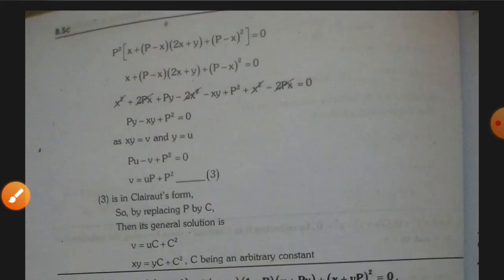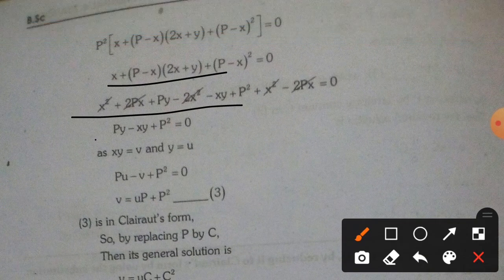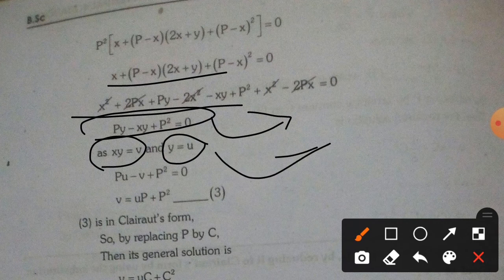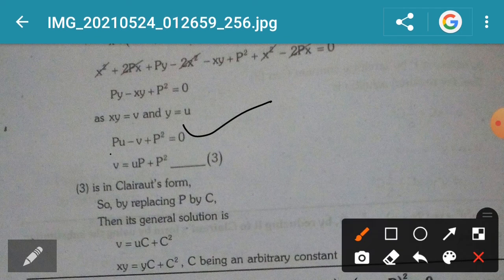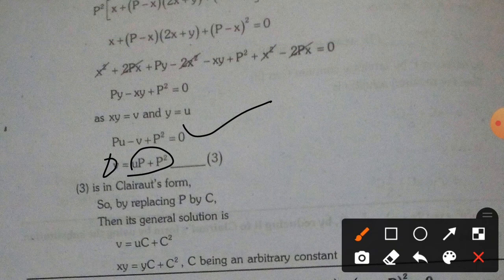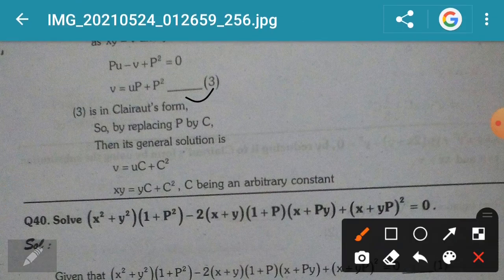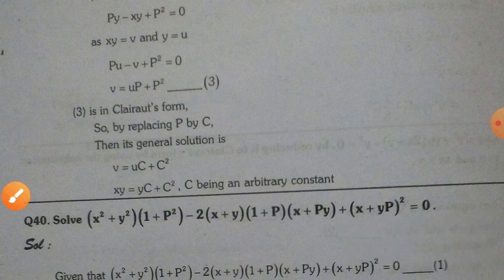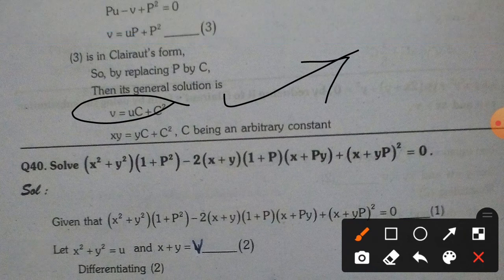After simplification, the resultant value is cancelled and becomes p into y minus x into y plus p square equals 0. Here we observe that x into y equals v, y equals u, already taken in the given question. So we write pu equals minus v plus p square, so v equals up plus p square. v equals up plus p square is nothing but a Clairaut's form. In Clairaut's form, we replace p by c. Now we get the general solution: y equals uc plus c square is our general solution, but the given question is in the formation of x and y terms.